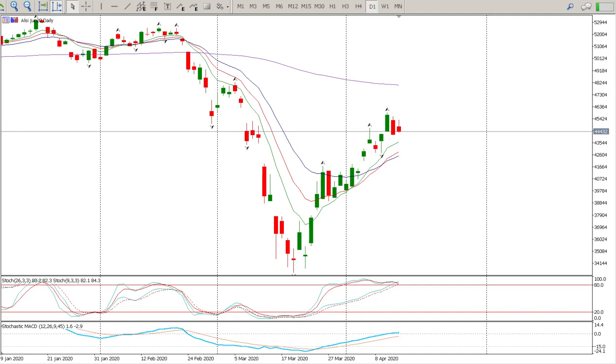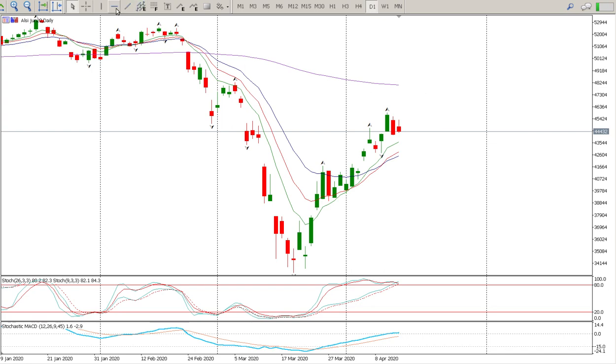So yesterday we had pretty much almost a range bar, but we ended up closing on our lows, and that's the second day in a row we've got a red bar. However, this morning that is more than likely going to change with a gap up.